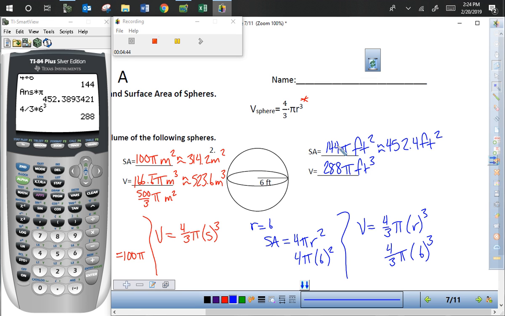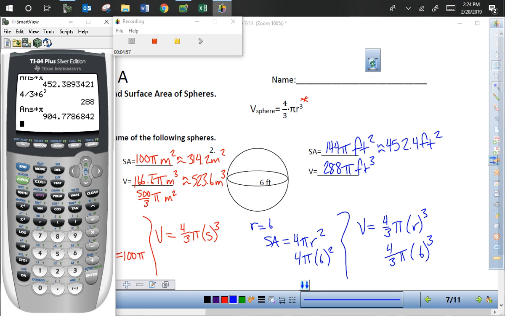If for any reason you're getting different decimal values when you're typing these in, or different numbers in general, please come see me, let me know, and we can figure out what's going on with your calculator or what you're typing in incorrectly. Then we multiply that by pi to get 904.8 feet cubed for the approximate.